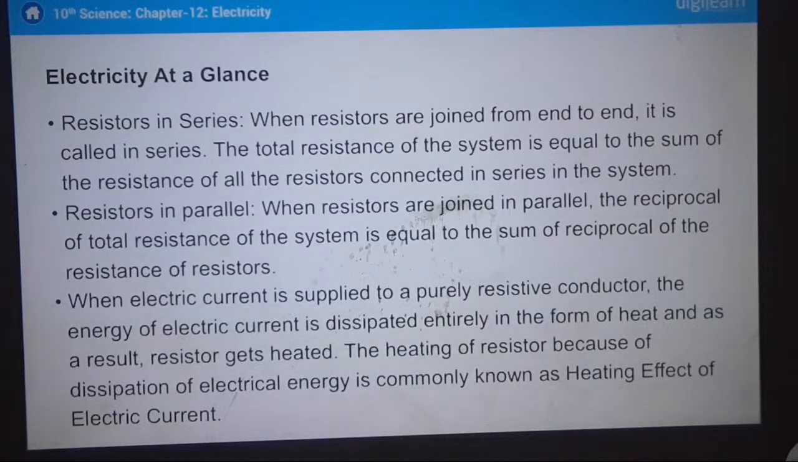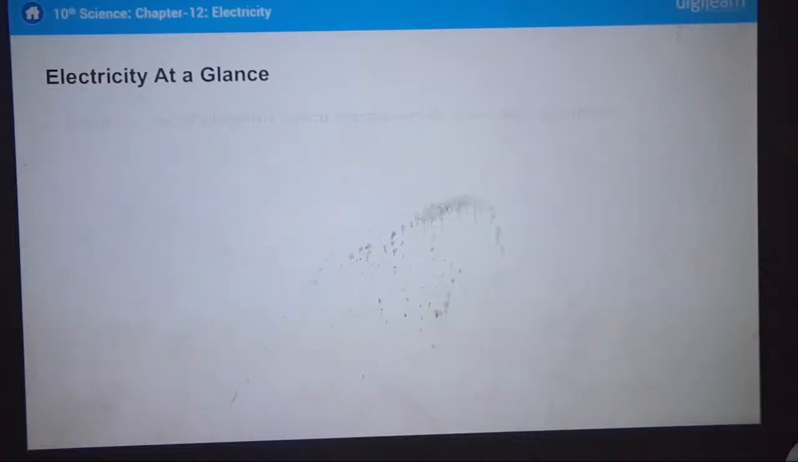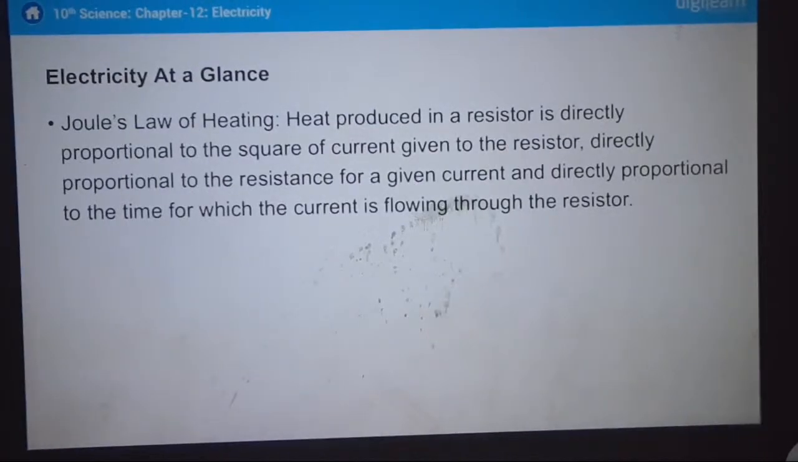When electric current is supplied to a purely resistive conductor, the energy of electric current is dissipated entirely in the form of heat, and as a result, the resistor gets heated. The heating of resistor because of dissipation of electrical energy is commonly known as heating effect of electric current. Joule's law of heating. Heat produced in a resistor is directly proportional to the square of current given to the resistor, directly proportional to the resistance for a given current, and directly proportional to the time for which the current is flowing through the resistor.